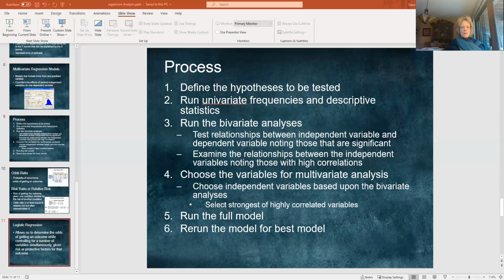Then the fourth step is to choose the variables for multivariate analysis. And you choose those independent variables based upon your bivariate analysis that you just completed. You want to select the strongest of the highly correlated variables. Then you're going to run the model, and then you're going to rerun the model for the best model.